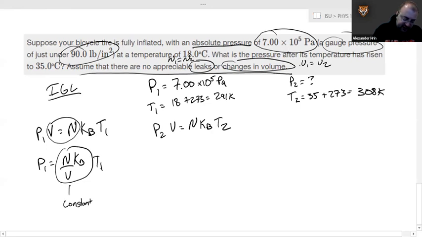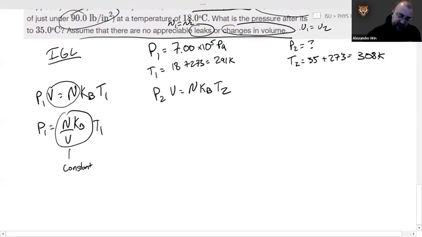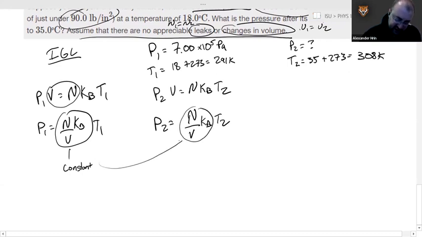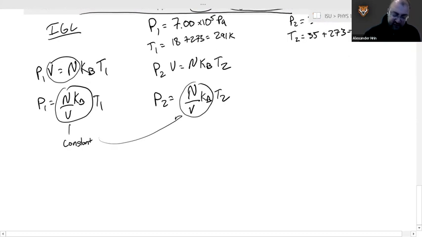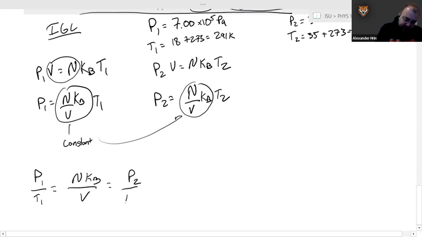And then T1. Well, the idea here is we could do the exact same thing over here. We could have P2 equals N over V KB T2. And these two constants are the same. So if we solve for it, we could just set them equal to one another. Now, when we do that, we have P1 over T1 equals N KB over V equals P2 over T2.